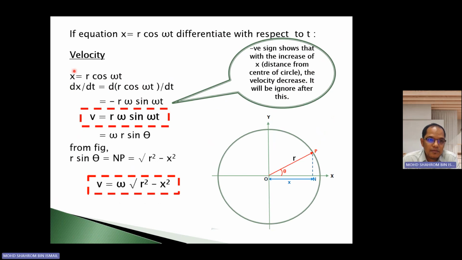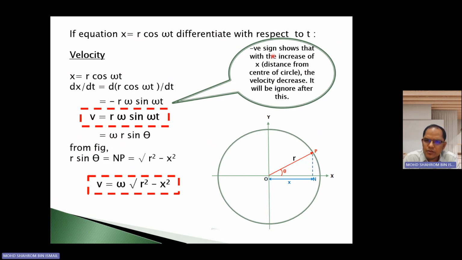If x is equivalent to r cos omega t, and we differentiate with respect to t, then what we get is the velocity in terms of linear motion, which is equivalent to minus r omega sin omega t, or minus omega r sin theta.